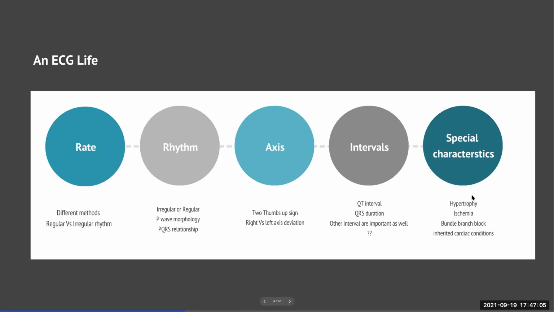So special characteristics: if there is any hypertrophy, if there is any ischemia, if the QRS duration is wide, more than 120 milliseconds. And then I put inherited cardiac conditions there because we were looking at the rare and wonderful, but this is important. Okay, let's move on.